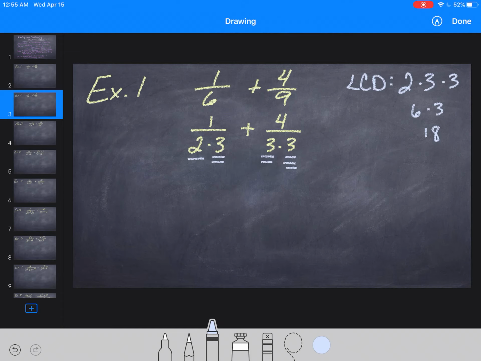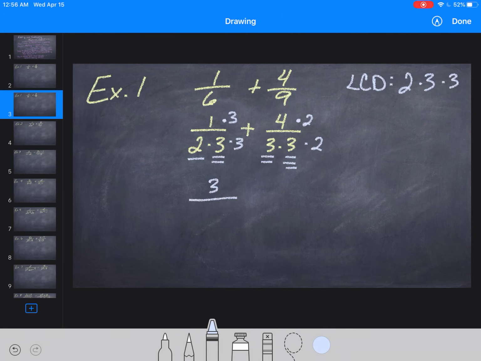Now, whenever I look at this, I would actually multiply in the factors that are missing. If the factors of my least common denominator are 2 times 3 times 3, I would look at my first fraction. Well, I have the 2 times the 3, but I'm missing the 3. So I would multiply in a 3 in my numerator and a 3 in my denominator. Then I would look at my second fraction. I have 4 over 3 times 3. Well, it's missing the 2. So I would multiply in a 2 in the numerator, and I would multiply in a 2 in the denominator. This would change my fraction.